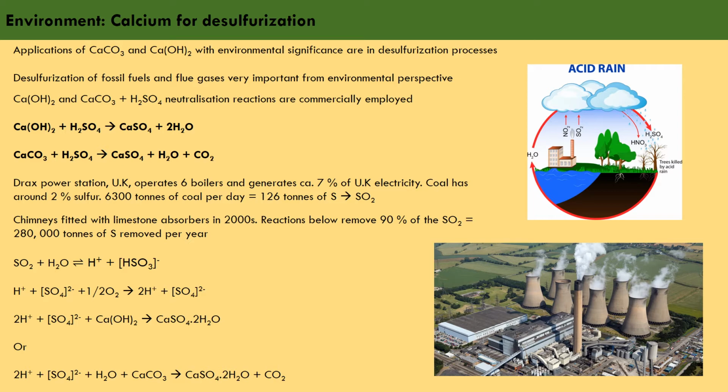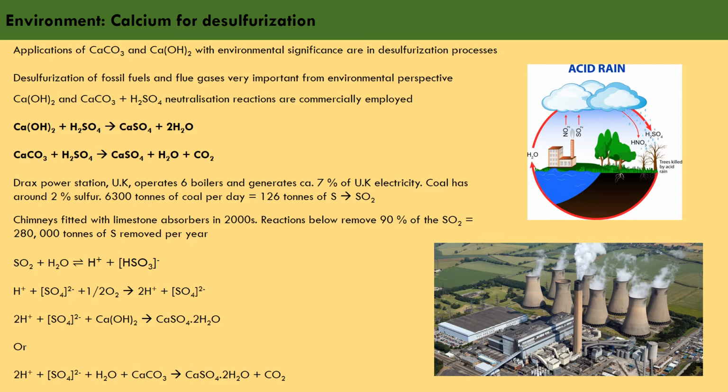Drax Power Station in the United Kingdom operates 6 boilers, and it generates a significant proportion of the UK's required electricity, at about 7%. The coal that it burns has around 2% sulfur. So you can do a bit of back of the envelope calculation with that. The power station burns about 6,300 tons of coal a day. That equates to about 126 tons of sulfur, which of course oxidizes to sulfur dioxide, which is the real problem compound.